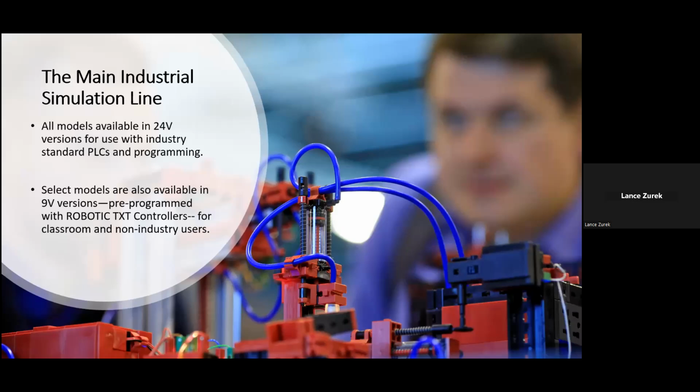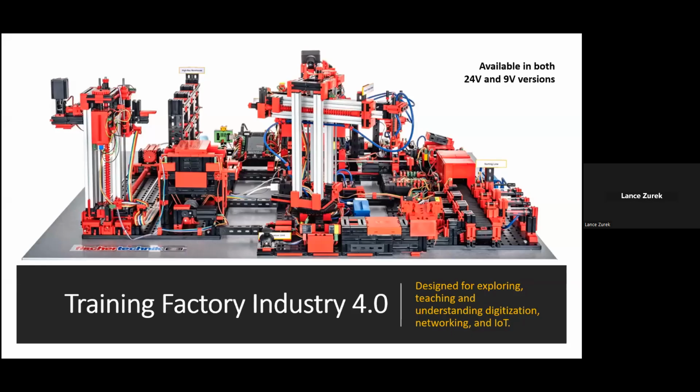Now, that concludes our line, the first 9 variations of simulation models. The next pair of simulation models focuses on the area of IoT, as I already touched upon, and is designed specifically for demonstrating and teaching about cloud-based monitoring and control. These models go by the name of Training Factory Industry 4.0, and they are available in both 24-volt versions for use with PLC, and also a 9-volt variation for classroom and demonstration purposes.